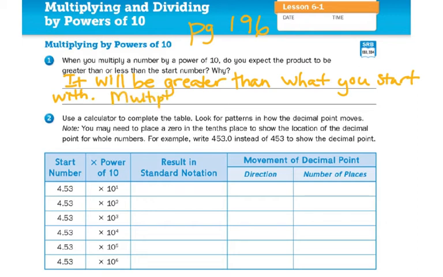Multiplying by a number greater than 1 will give you a larger number.